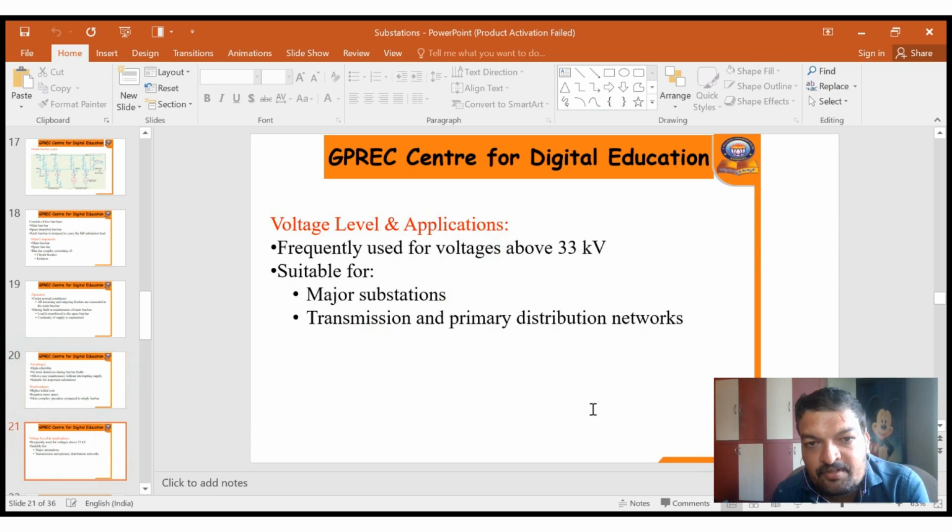It is frequently used for voltages above 33 kV, and mainly used for major outdoor substations, transmission and primary distribution networks. This is about the double bus bar system.